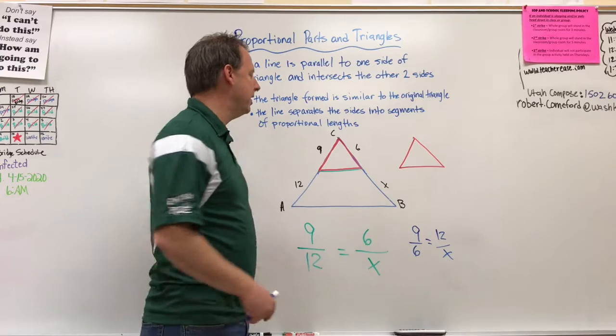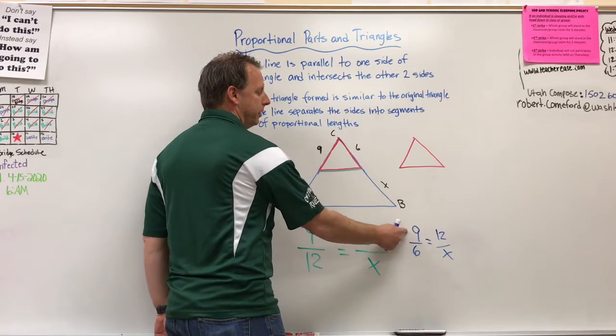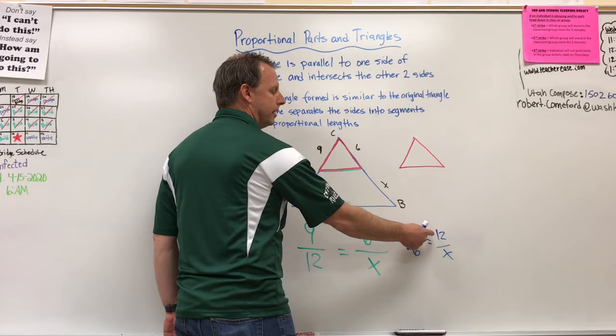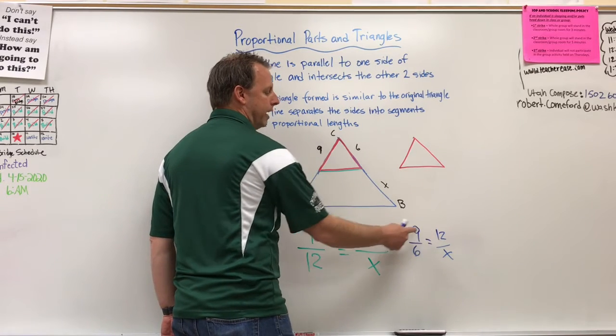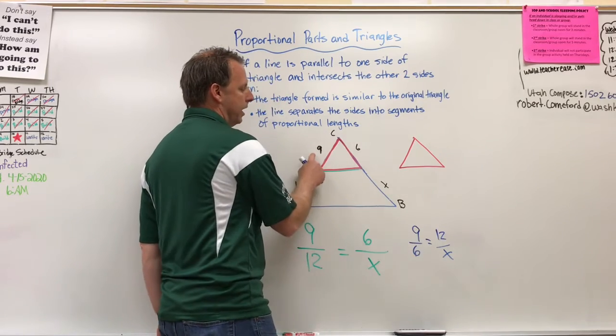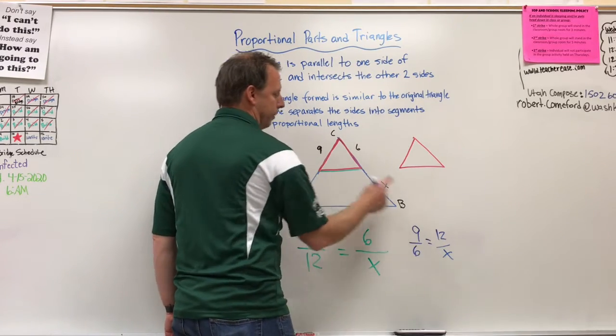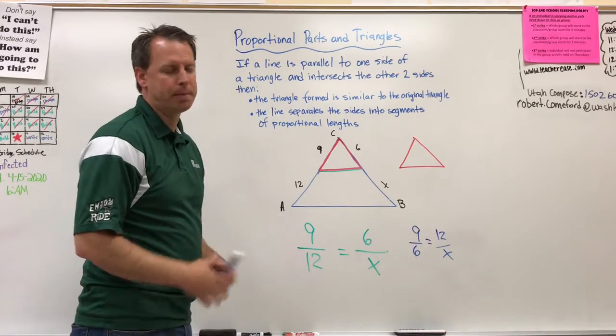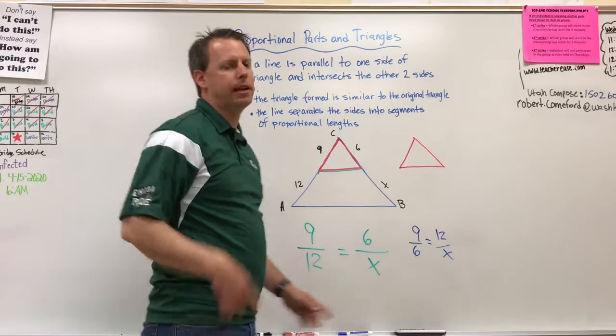Where's our consistency here? Well, left top, right top. So my consistency is I have to start with left again. Since left was on top here, left has to be on top here, right? 9 on top and 12 on top. 6x. Right? You just have to be consistent. Right? Let's cross multiply, solve this baby, and get you to work.